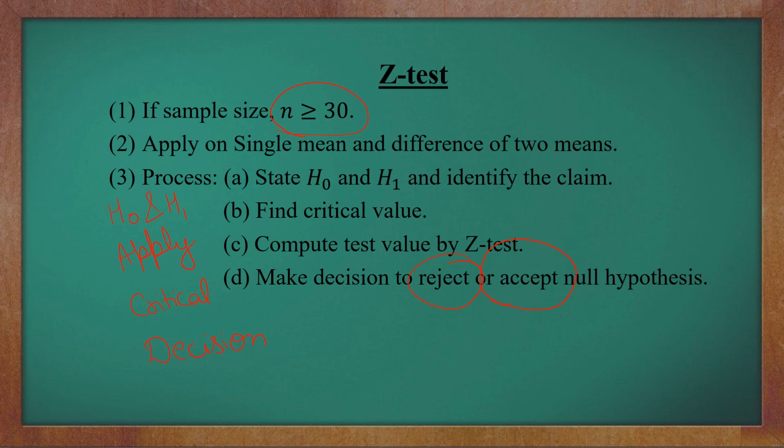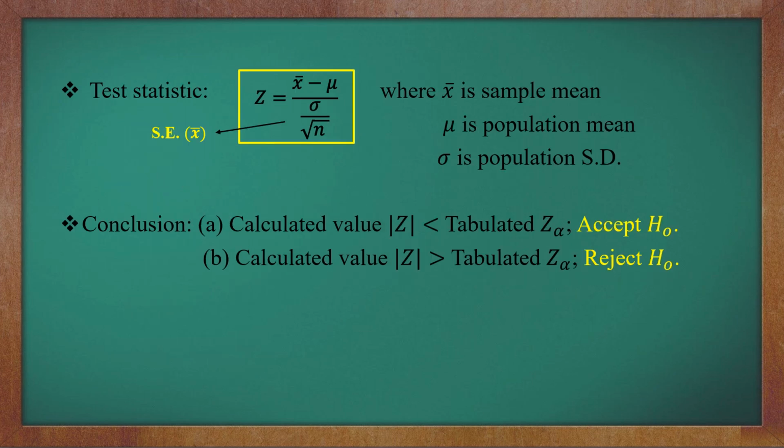All these steps are the same in each and every type of test. But the point is which test we need to apply. So for the Z test, what is the condition? The sample size should be greater than or equal to 30. If you see that, then definitely we have to go for the Z test.